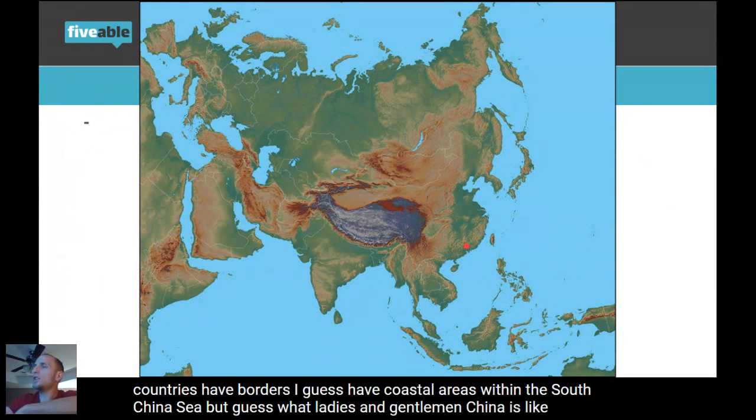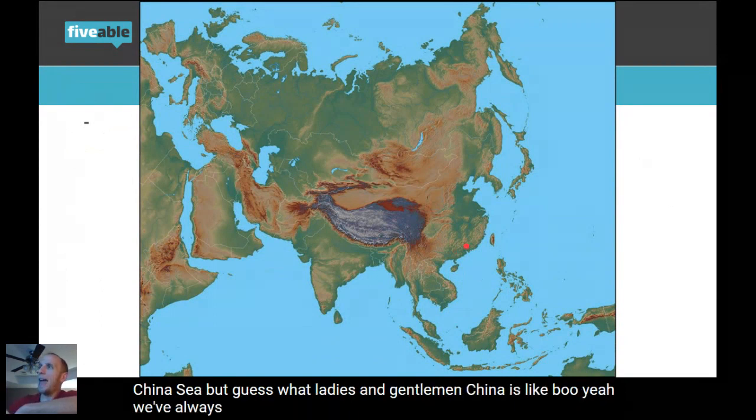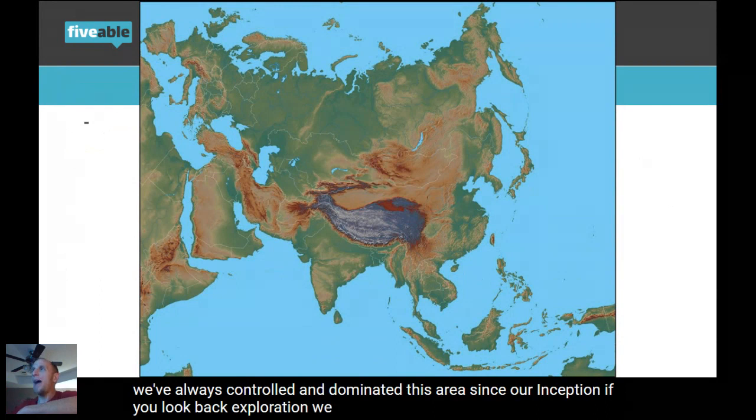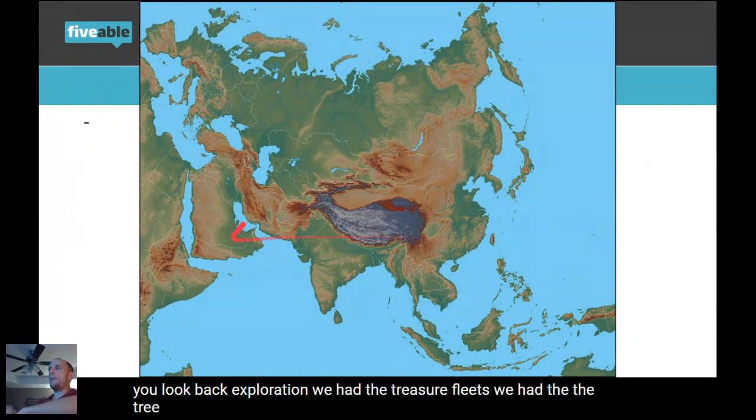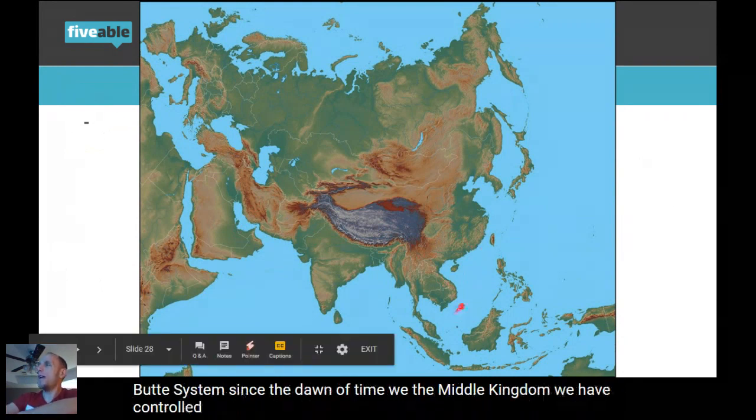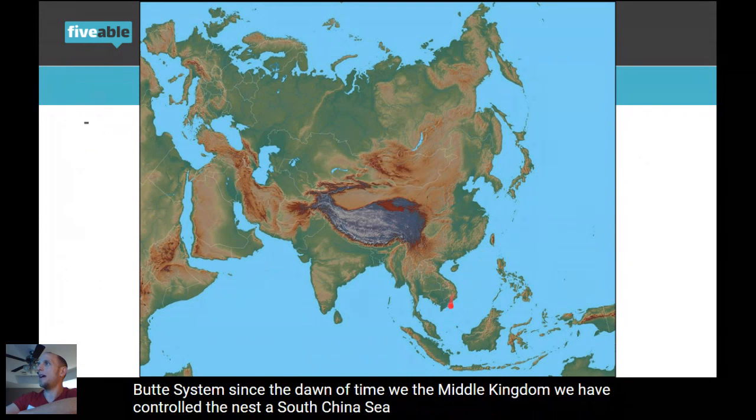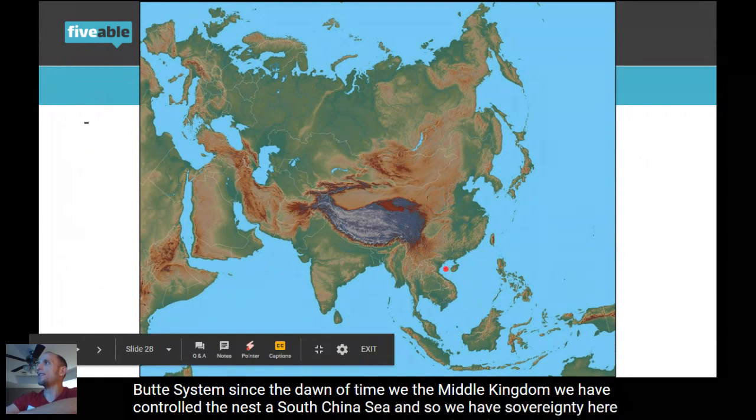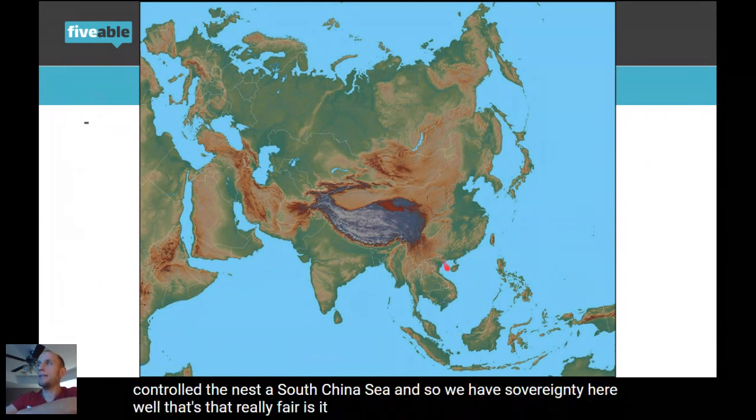Ladies and gentlemen, China is like, booyah, we've always controlled and dominated this area since our inception. If you look back at exploration, we had the treasure fleets, we had the tribute system. Since the dawn of time, we, the Middle Kingdom, have controlled the South China Sea, and so we have sovereignty here. Well, that's not really fair, is it? Right? Because what about all these other countries?